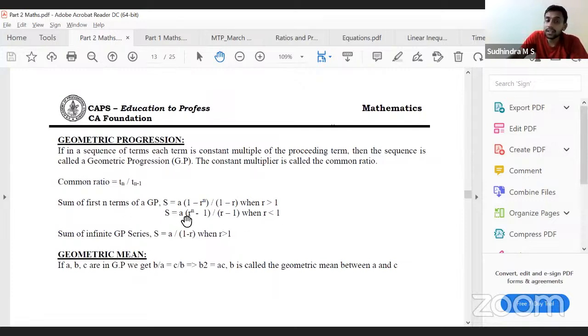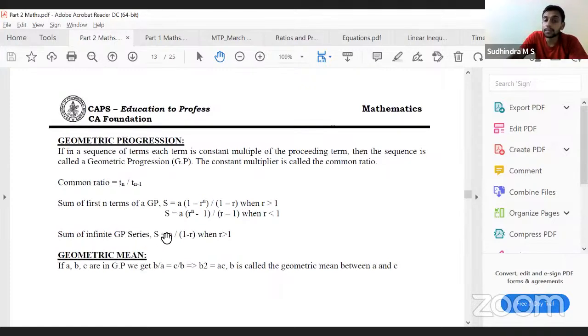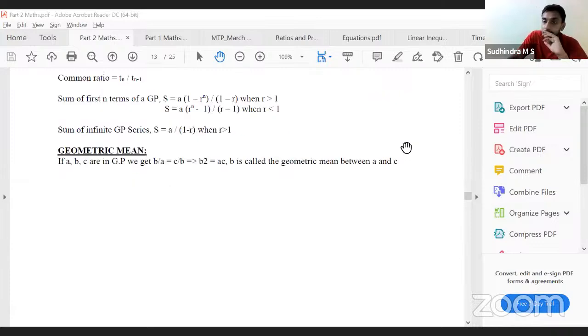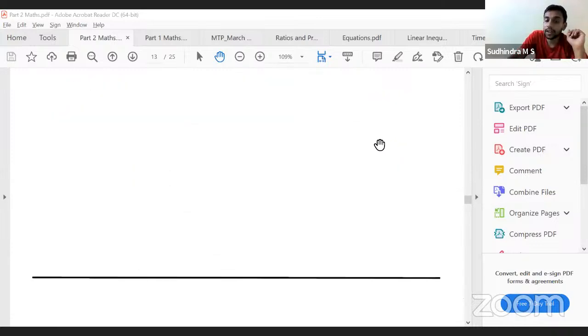If it is less than 1, a into r to the power of n minus 1 divided by r minus 1. Whereas in the case of an infinite GP series, the sum is a divided by 1 minus r when r is less than 1. These are important, can be asked in the exams. In the case of geometric mean, since it has a common ratio, we can say b square is equal to ac. Therefore, b is the geometric mean of a and c.